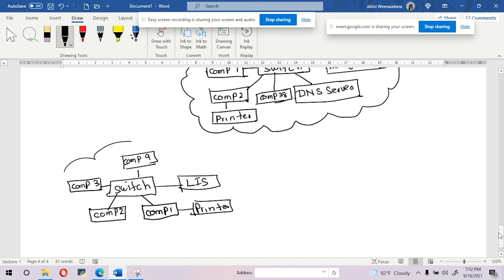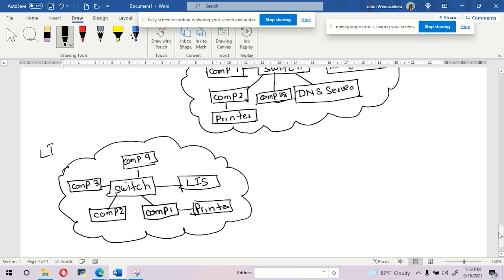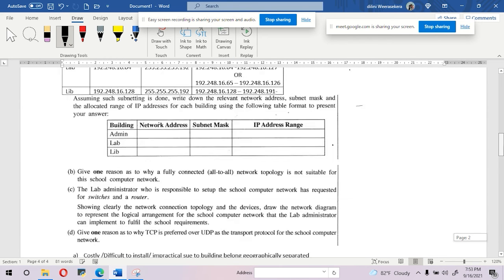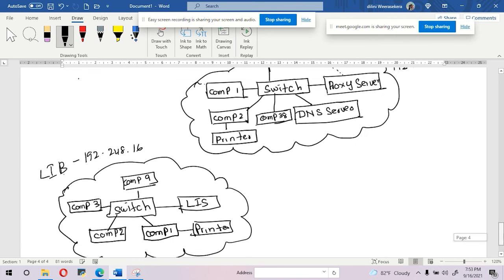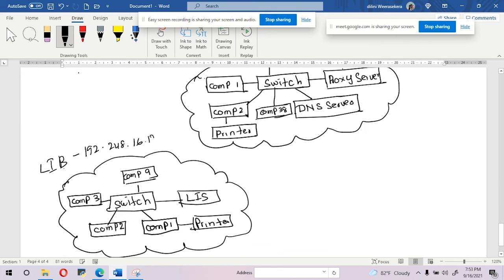So this is also another network. What is this? This is a library network. Okay, so if you write the library IP address, 192.248.16. Now you have to go and see. Can't remember. Library 128. No. Dot 128.26. Then we are going to use the admin.